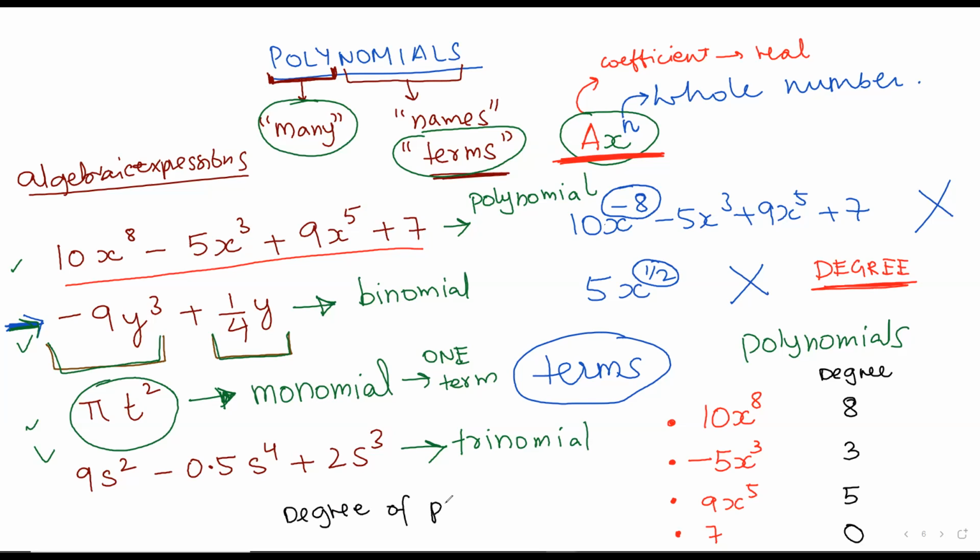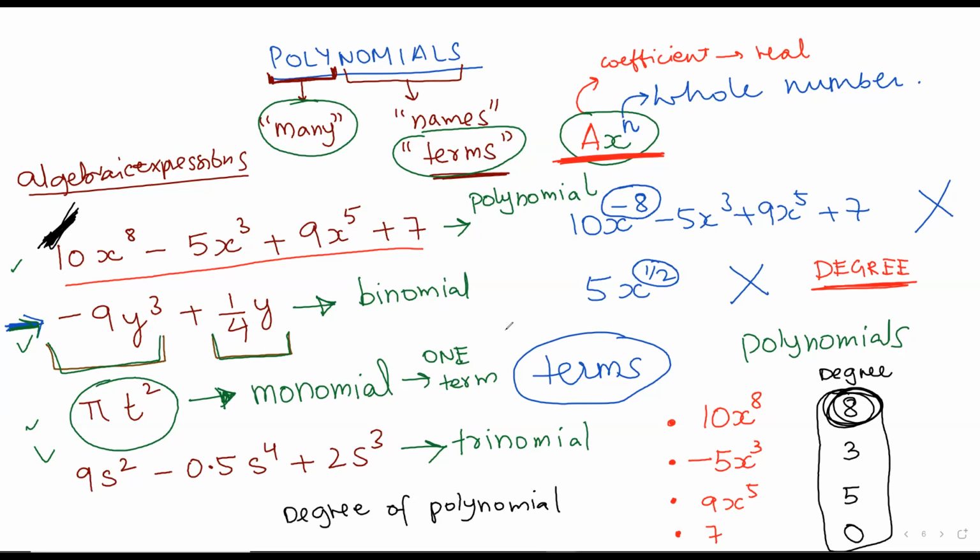All right. Now, there is something called the degree of the polynomial. It's nothing too difficult. Degree of the polynomial basically means out of all of these degrees that you see over here, which is the highest? The highest over here is 8. So you will say that the degree of this polynomial is 8.